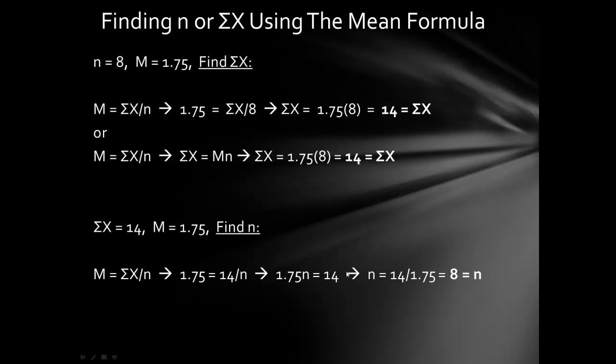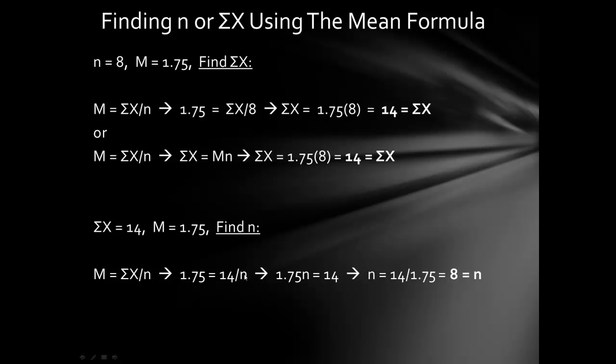Well, you could start to plug in numbers and then play with the formula. So you start off with the mean formula, then you plug in what we have. We know the mean is 1.75 equals, we know that the sum of x is 14, divided by, we don't know what n is, so it just stays n. We multiply both sides by n. I like to get rid of the fractions first.